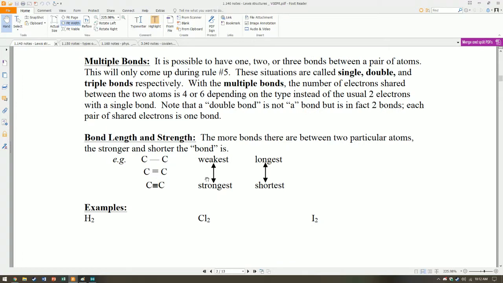Next, we talk about multiple bonds. So it's possible to have a single, a double, or a triple bond between a pair of atoms. Generally, you'll only add these during the last bits just to make sure that the octet rule is obeyed. And with these multiple bonds, the number of electrons shared between the two atoms is 4 or 6, instead of the usual 2 electrons with a single bond. Note that a double bond is not a bond, but it's 2 bonds. And when we go into the higher level stuff, there's a bit more detail with that. But for now, we're going to put that aside and leave it for the higher levels at a later time.